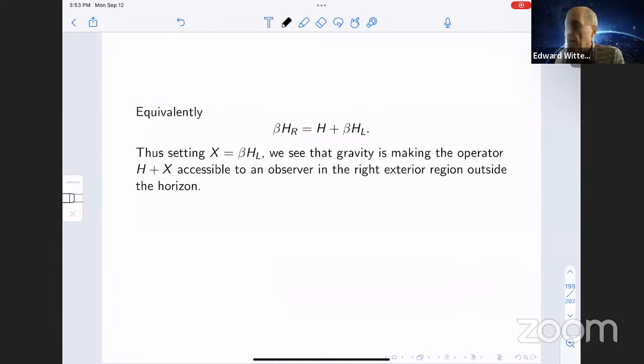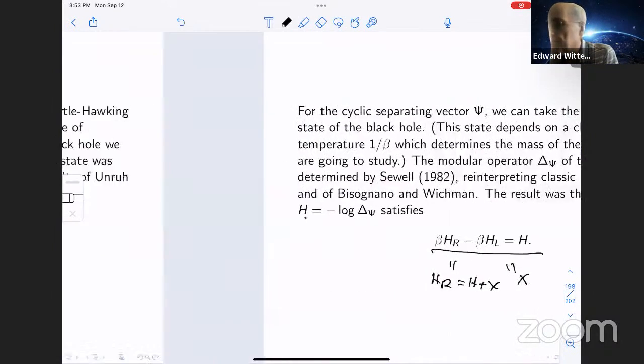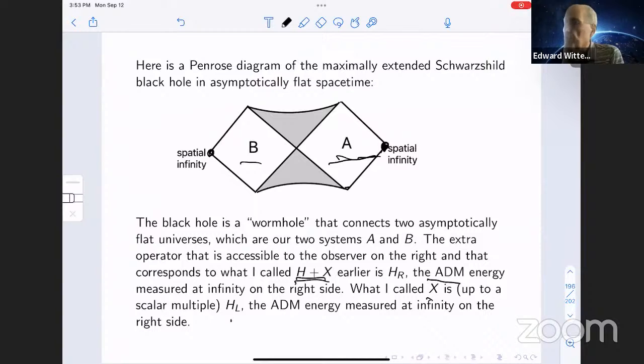So gravity, because of this formula for the modular Hamiltonian in the field of the black hole. What gravity does that we can't do in ordinary quantum field theory, in ordinary quantum field theory, you have to measure the energy by a bulk integral. With gravity, you can measure the energy at infinity. And in particular, there's the ADM energy that you can measure here. You could also have measured the energy here. They're different. One of them I've called h plus x, one I've called x.